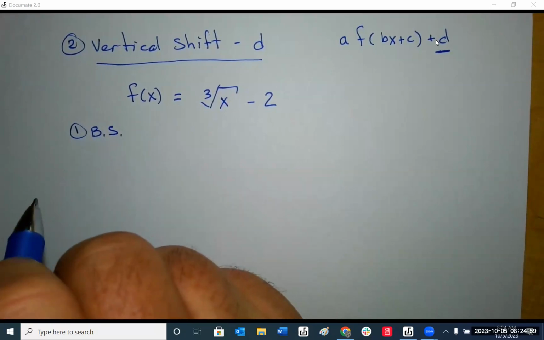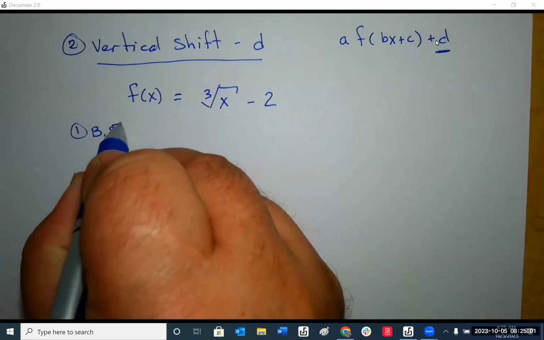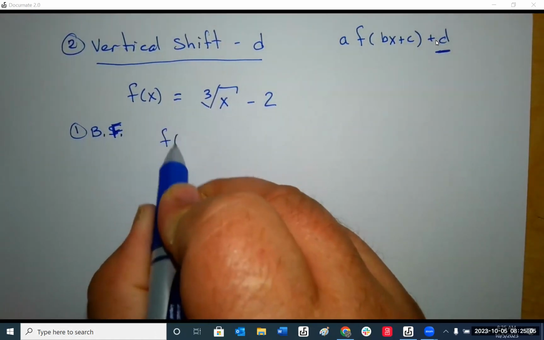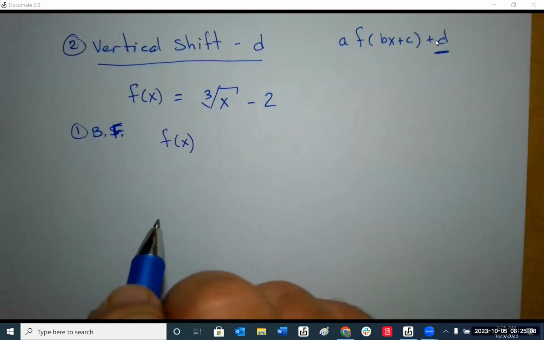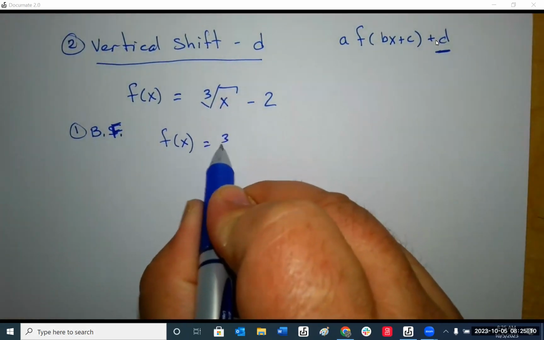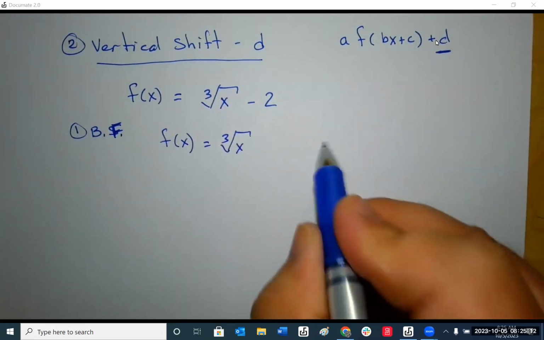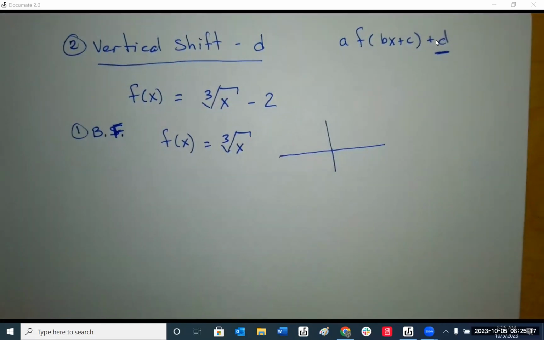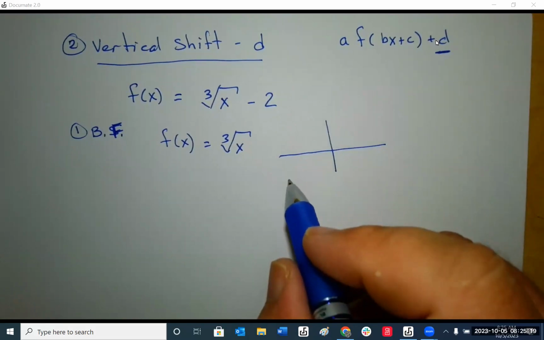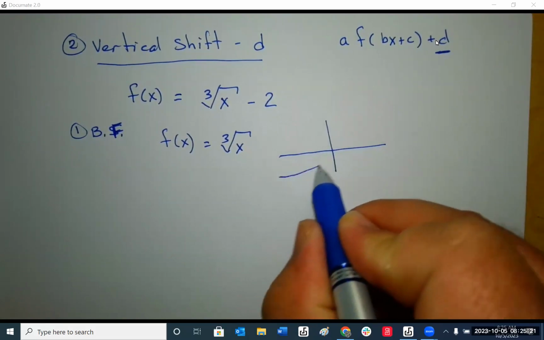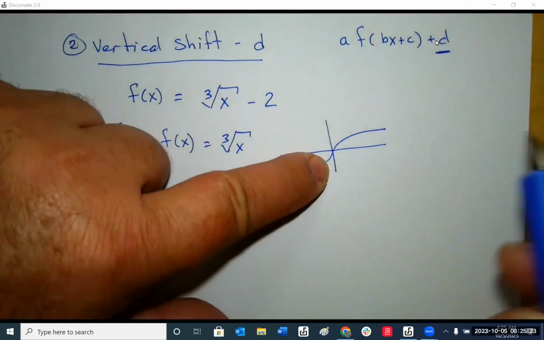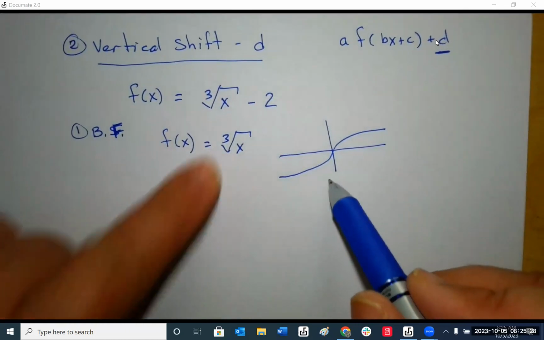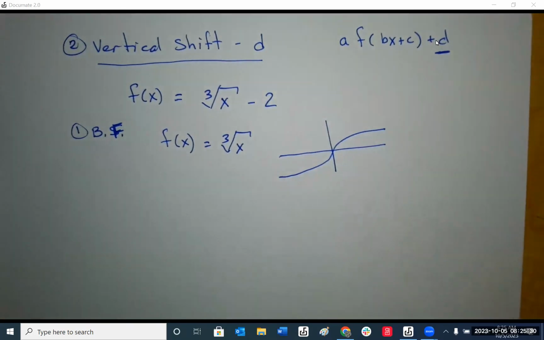Okay, here are the steps. Well, the basic function, we'll look at the basic shape. The basic function is what? The cube root of x. What does the cube root of x look like? Yeah, like a little stretched out s. Because it's the same as the square root function, but since it's an odd exponent, we can have negatives also.